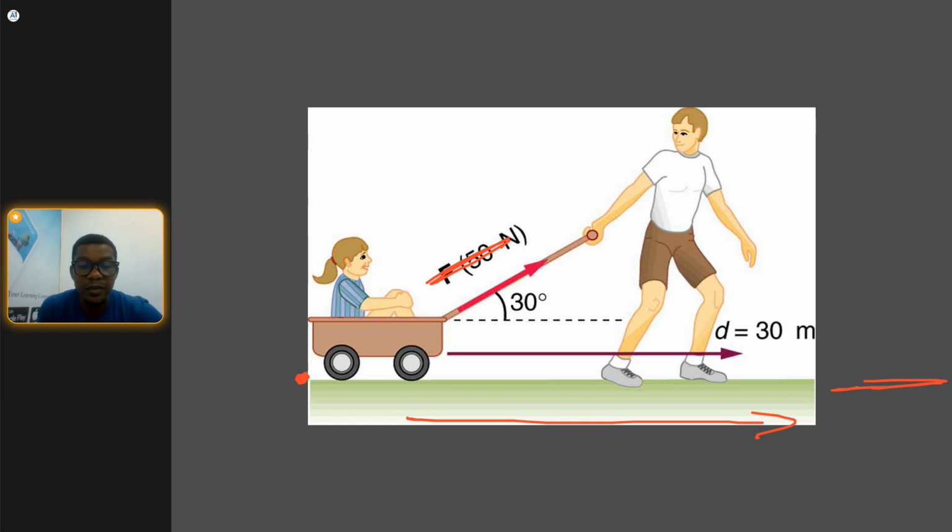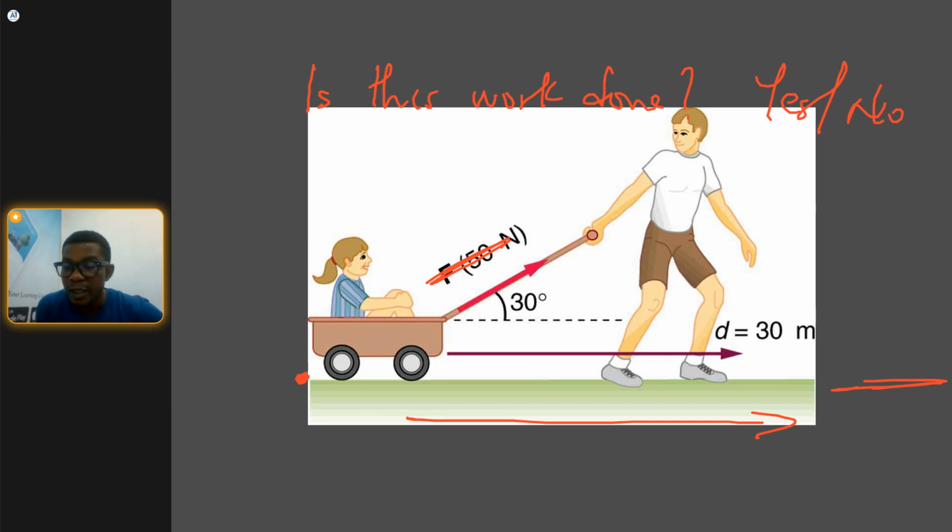Type yes if your response is yes. If it is no, let me know. Type your response in the chat box. Is this picture depicting work done? Is this work done? Yes or no. I need your response in the chat box. Yes, okay. Thank you, Miriam, for your response. Awesome. That's a great response from you, Miriam.